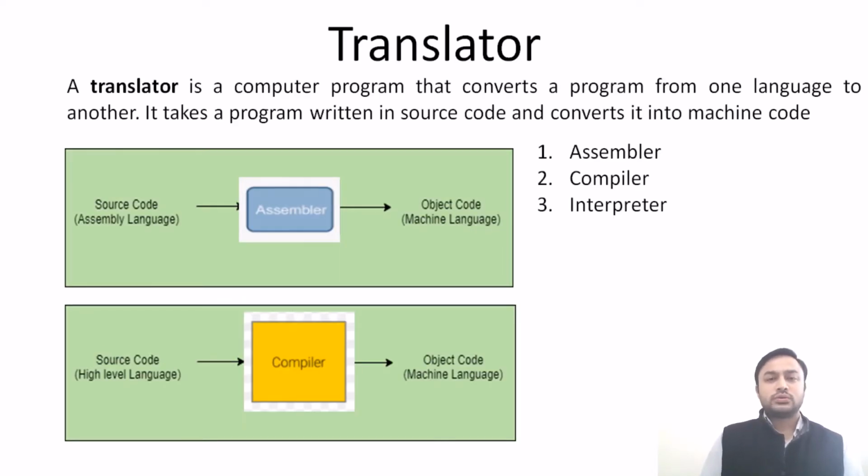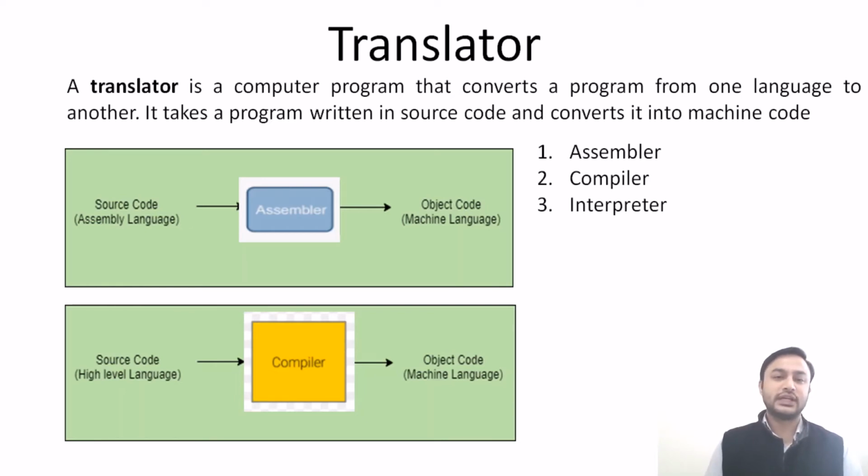Now I have used the word translator. So the translator is a computer program that converts a program from one language to another language. It takes a program written in source code and converts it into machine code. Machine code means it will convert the source program, like a C++ program or C program, into machine language.